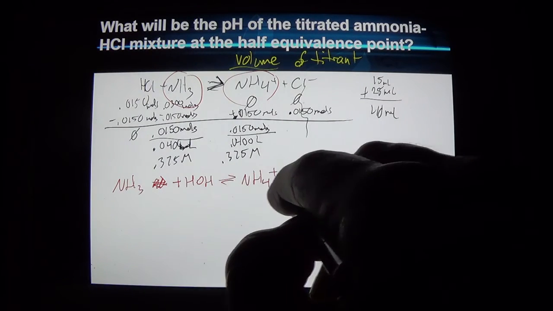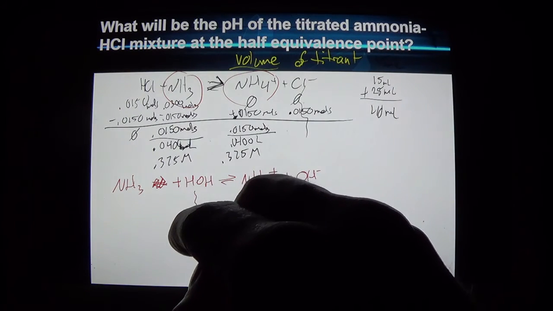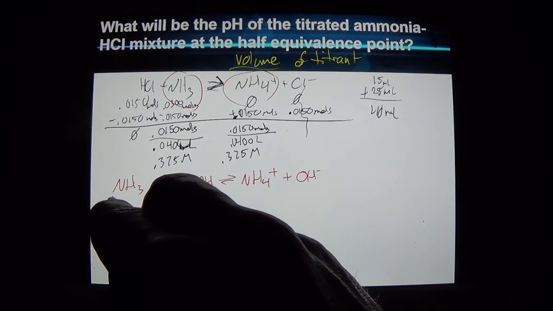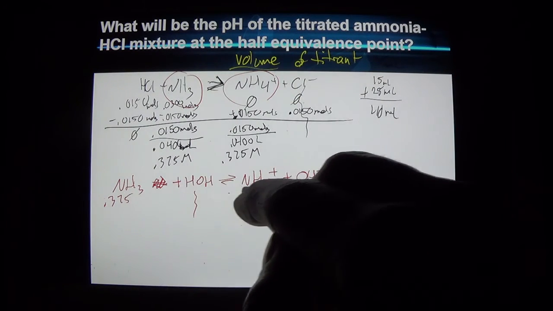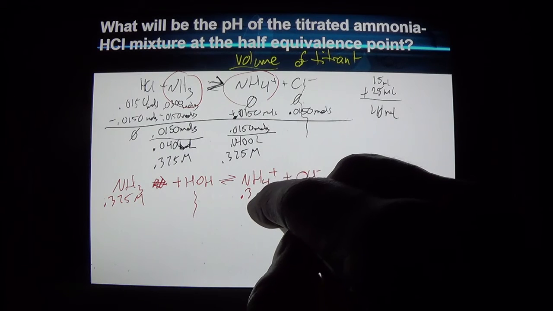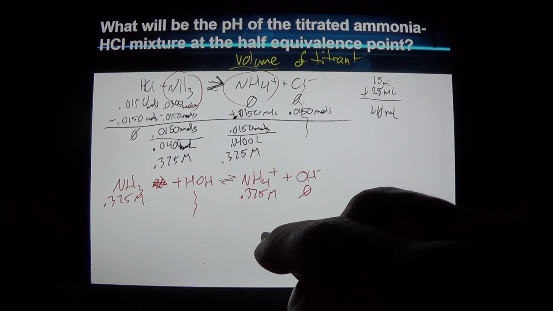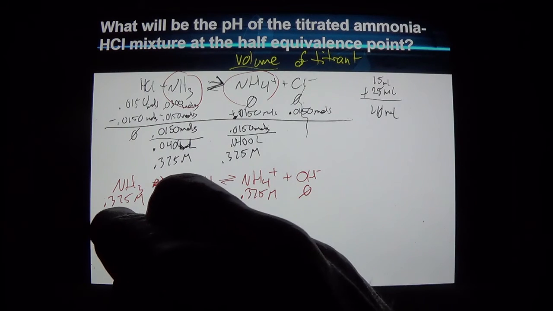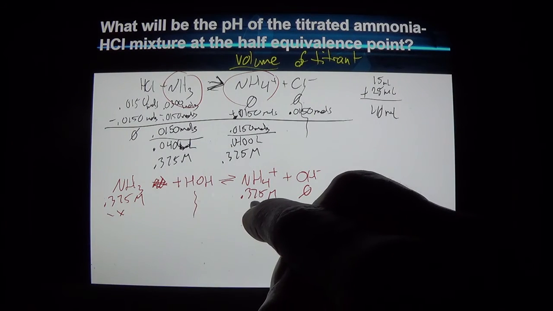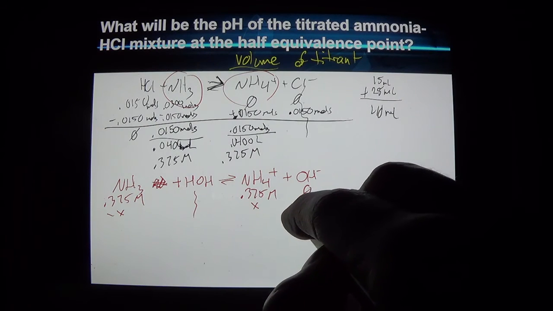So now how much are we starting with? Well, I don't care about anything about the water. I'm starting with 0.375 molarity of that and 0.375 molarity of that, and I have 0 hydroxide to start with. Okay, so how much am I going to lose? I'm going to lose X. How much am I going to gain? I'm going to gain X.